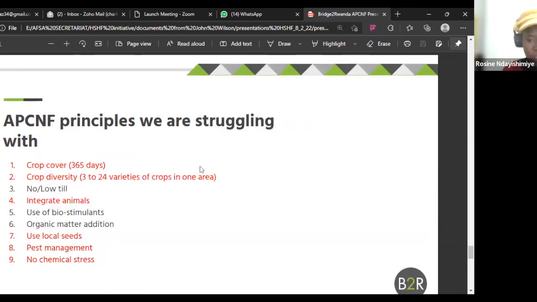Continue, so conclude. These are the principles that we are currently struggling with. The crop cover for 365 days, going with the crop diversity from 3 to 24 varieties of crops in one area. One is we have a push from the government program to consolidate land and the farmer cooperatives growing one crop on multiple areas, making it very difficult to mix maybe 3 to 24 varieties of crops in one area.